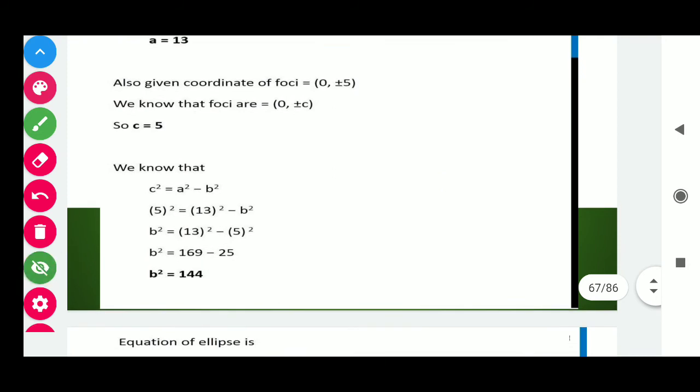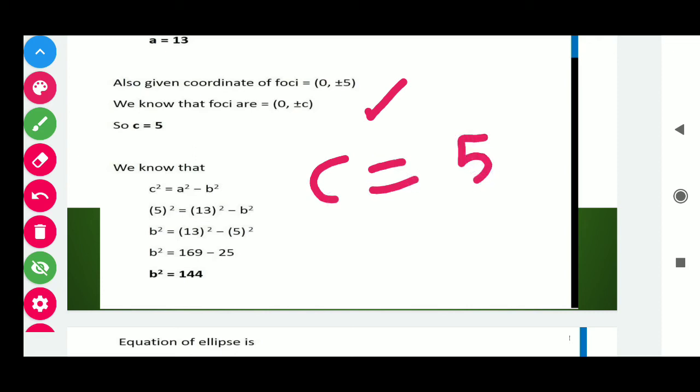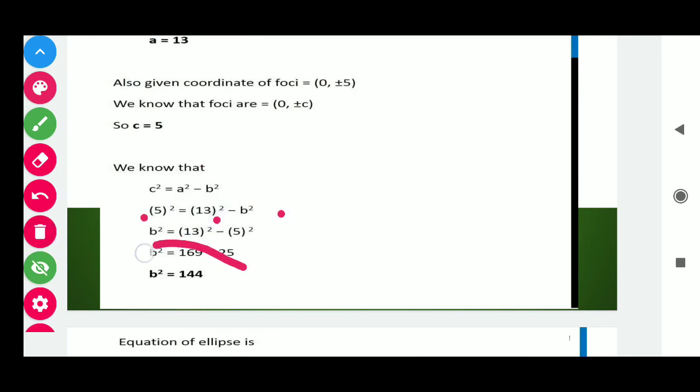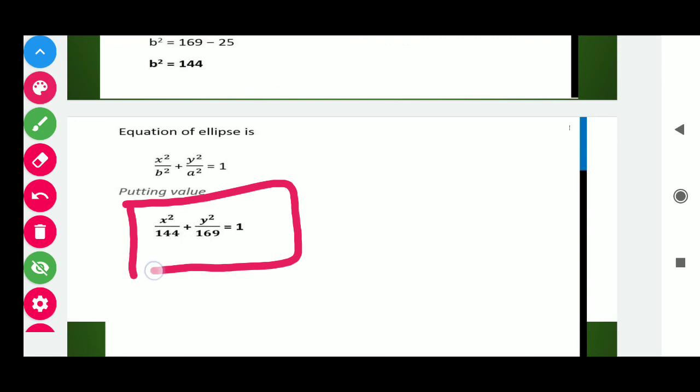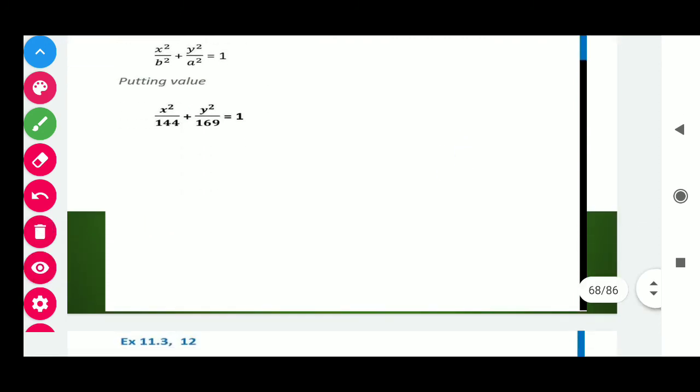Also it is given that the coordinates of the foci are (0, ±5). So here c equals 5, and we know that c² equals a² minus b². Now, by using the values of c and a, we get 5² equals 13² minus b². On simplification, we get b² equals 144. So students, we get the values of a and b. Now put the values in the general equation. In this way, we get the answer x² over 144 plus y² over 169 equals 1.